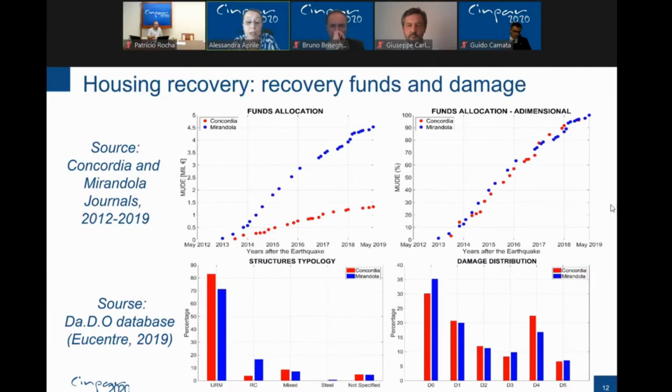And in the bottom graphs, you can see a classification of structural typologies and the damage distribution for both of the towns. You can see in red the data of Concordia town, and in blue the data of Mirandola town. And you can see that more than 70% of the buildings are masonry buildings. And you can also observe that the damage distribution of both of the towns is very, very similar.